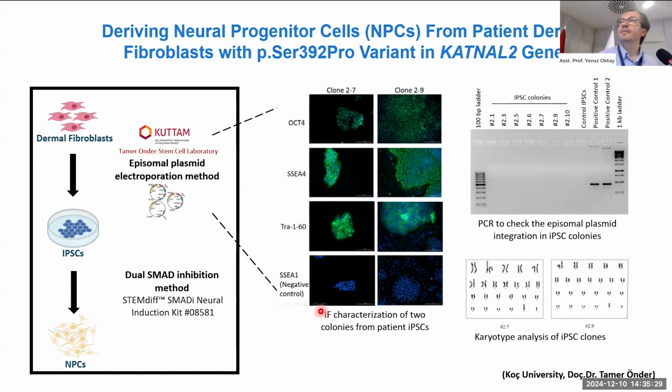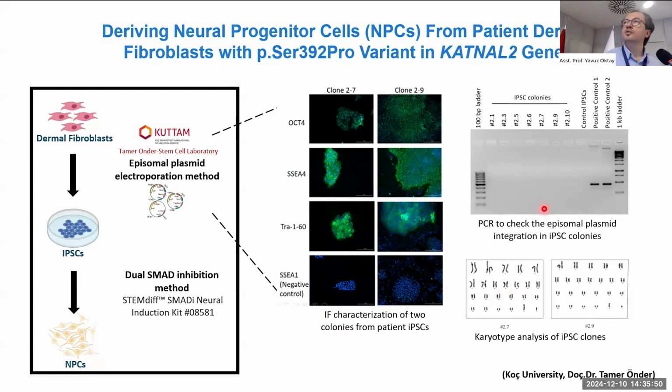Another way is to check for lineage, differentiating in different lineages. I didn't put slides here, sorry for that. I thought I put, but you differentiate into 3 main lineages, and then stain for those lineage markers and see if they're able to really differentiate into these lineages.